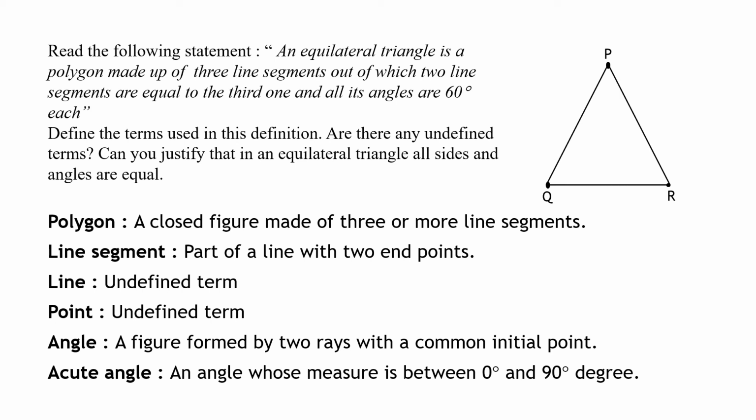Euclid has not defined what is a line. He said it is a breadthless length. Point is also undefined. It is non-dimensional, no dimension. Now what is angle we saw before? An angle formed by two rays with a common initial point. And what is the acute angle? An angle whose measure is between 0 degree and 90 degree.